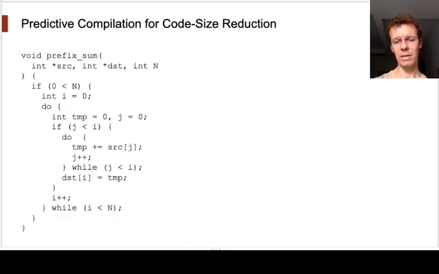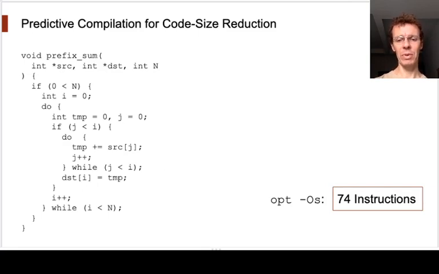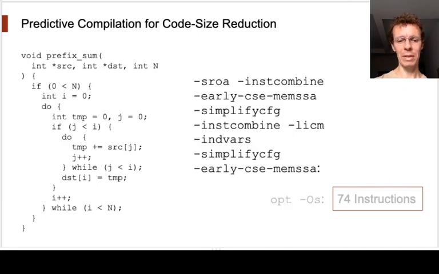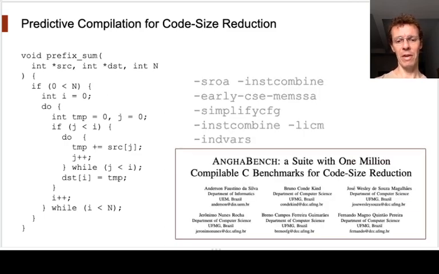For instance, let's consider this code here. What it does is not very important. If we give this program to opt -Os, then it produces an LLVM intermediate representation with 74 instructions. But let's use instead a different sequence of optimizations. We shall use this one with 9 optimizations. In this case, we obtain an intermediate representation with only 22 instructions. To see how we find the sequences, you can read our paper.